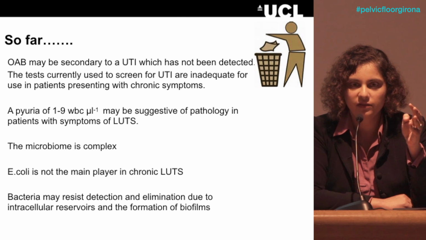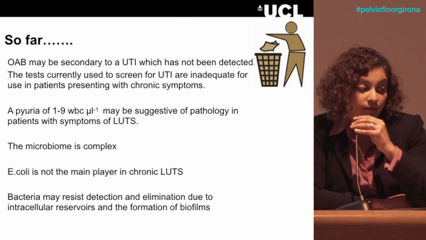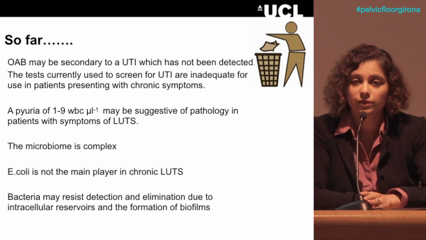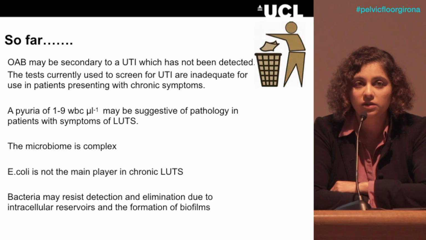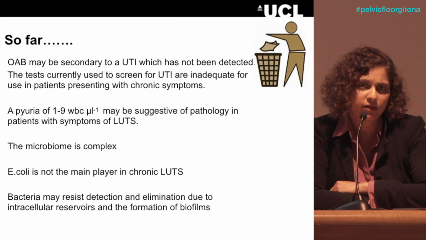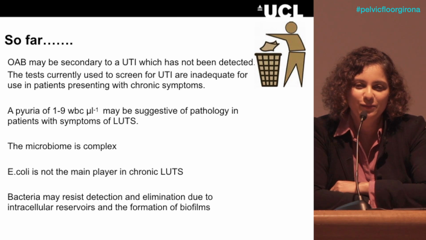So we don't actually know, even if you have between 0 to 9 white cells or 1 to 9 white cells, really what is the significance of that? And certainly in our practice, we can see that it can be quite significant in terms of symptoms. We know now that the microbiome is very complex. I showed you those pie diagrams and those graphs, and for those of you who are awake, you probably saw that E. coli is not the predominant bacteria that is grown in these patients.